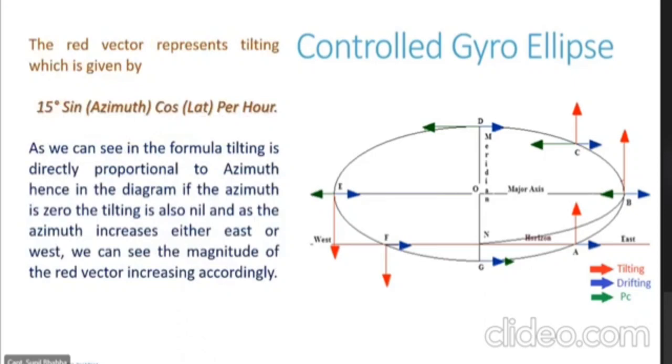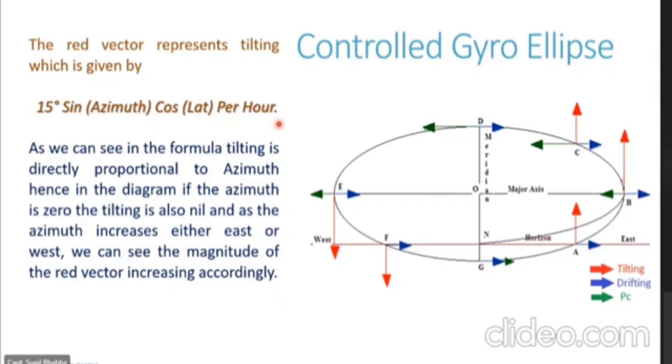So let's move on to the second force in action here. The second force which we are going to discuss now is the tilting motion. In this diagram, the red vector represents the tilting. We know that tilting is given by the formula 15 degrees sine of azimuth cos of latitude per hour.